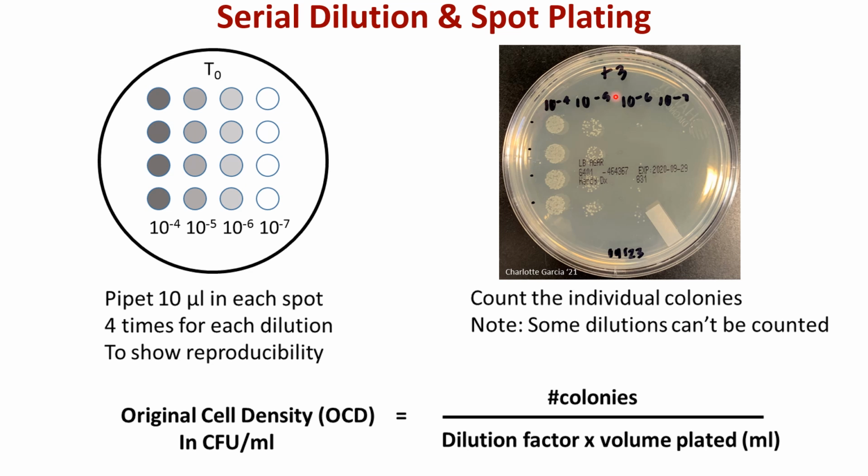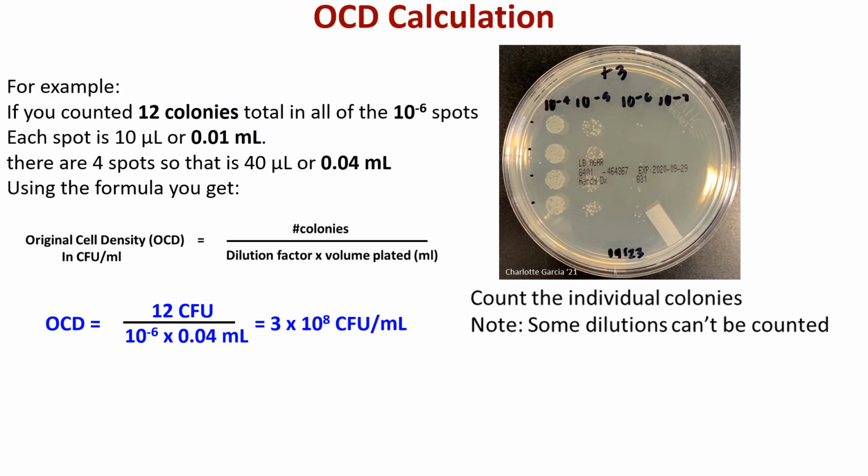And so how do we use this data? How do we convert it into numbers that are useful? We need to find out our original cell density, or OCD. Again, the units are in CFU per milliliter. So we need to get the number of colonies, which we get from counting spots on this plate. We need our dilution factor, which we've already determined, and the volume plated in milliliters. Each one of these spots represents 10 microliters, which is 0.01 milliliters.